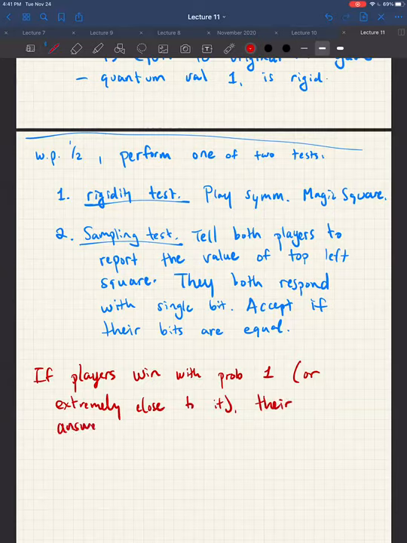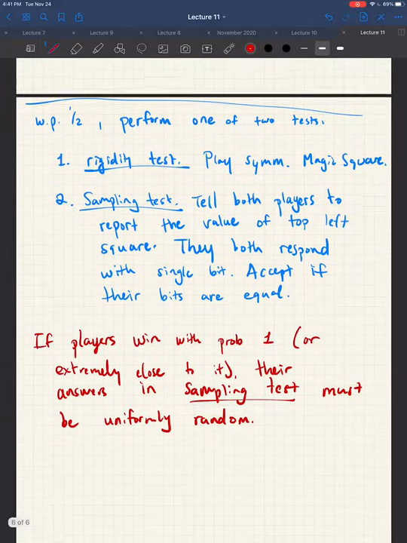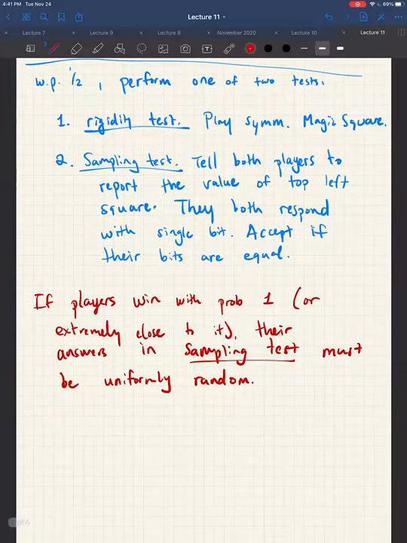Their answers in the sampling test must be uniformly random. Okay, so this is kind of cool. By using rigidity, we can actually certify that players are generating uniform randomness, right? And this will be the basis for our question reduction, because we can say, hey, you've generated this randomness. Why don't you start using this randomness and treat it as if it were your question in the original game, GN.